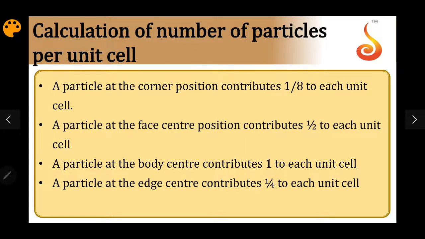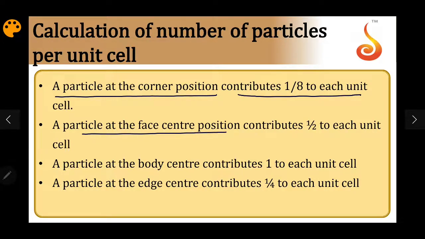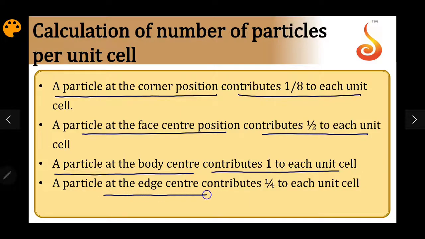Calculation of number of particles per unit cell. When a particle is present at the corner position, it contributes 1/8 to each unit cell. When the particle is at the face center, it contributes half to each unit cell. When a particle is at the body center, it contributes 1 to the unit cell. And a particle at the edge center will contribute 1/4 to the unit cell. So these are the relative contributions made by a particle in each unit cell.